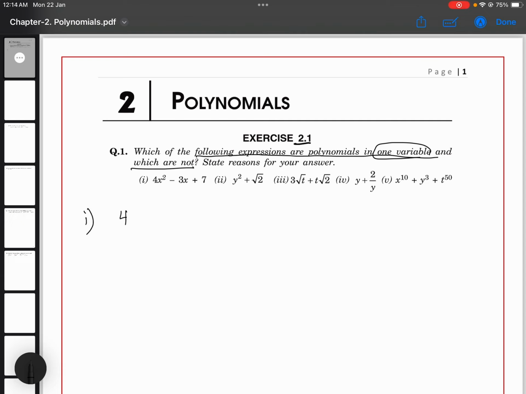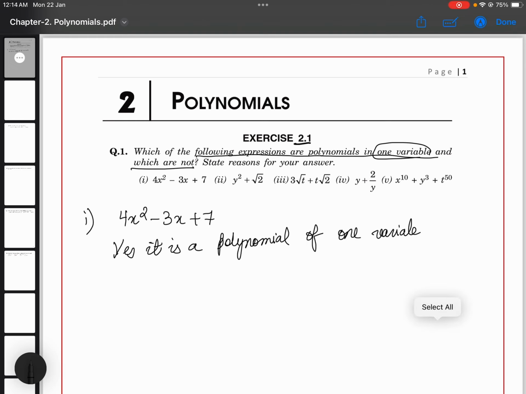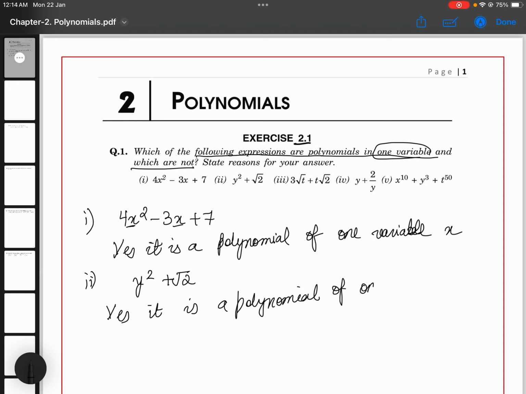So for the first question, the answer is yes, it is a polynomial of one variable, and the variable here is x. Clear? Second question is y square plus root t. Is this a polynomial? Yes, this is again a polynomial of one variable, which is y.